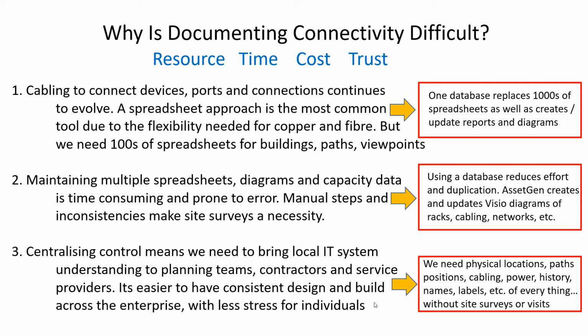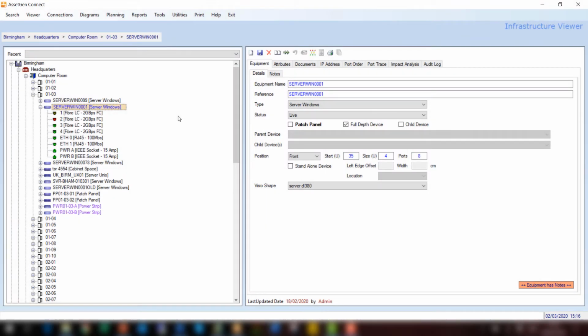So you can centrally plan and manage not just another building, but another country, without necessarily having to go there or be familiar with the environment. So let's show you how that's done. This is the AssetGen Connect user interface, and on the left hand side we have a hierarchy which can be flexible with multiple levels, covering buildings, cabinets, equipments and connections.